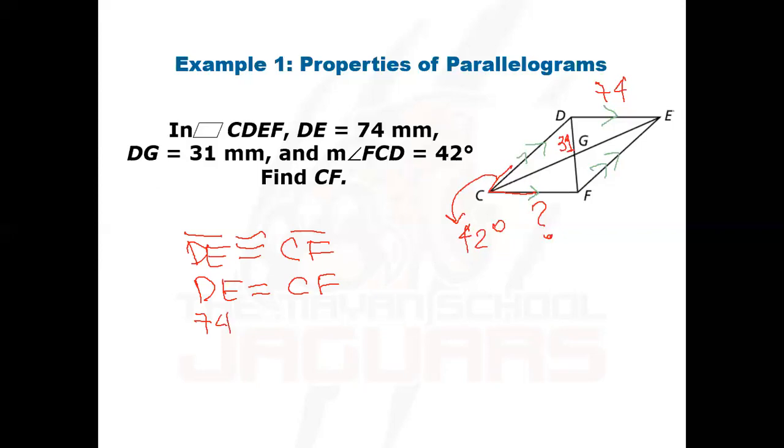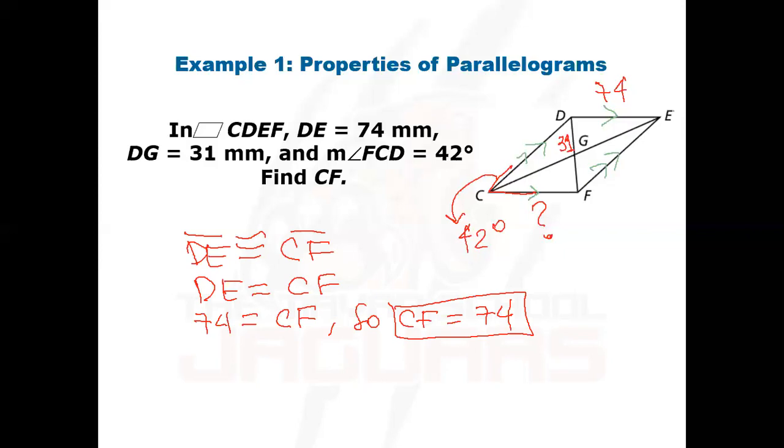And I know that the length of the segment DE is 74. So this must be equal to the length of the segment that I'm looking for. So the length of the segment CF is equal to 74. And this is what I needed to find. And that will do this exercise.